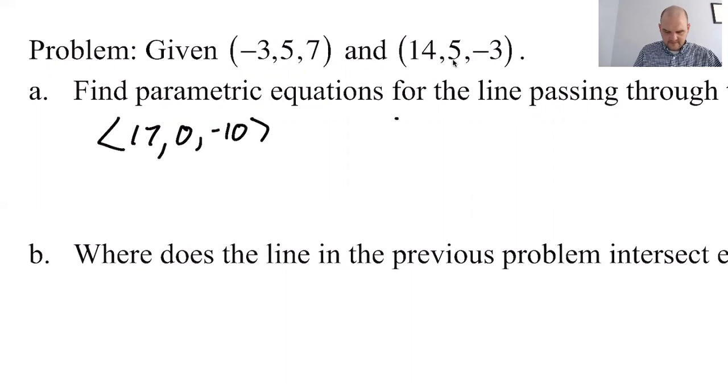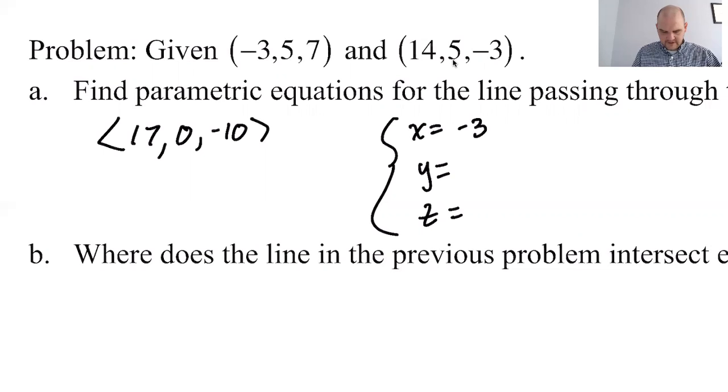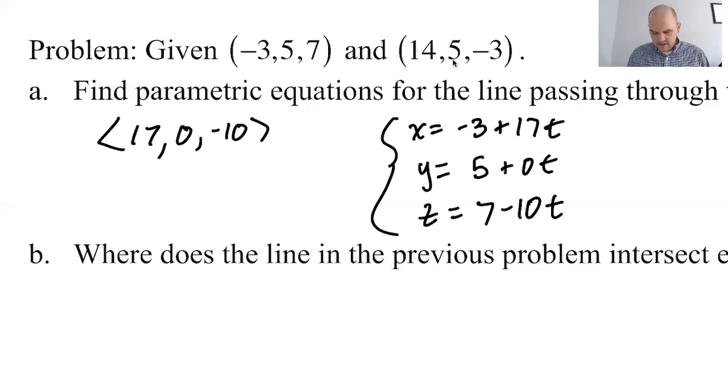That's my vector. So then my line is going to be x, y, z equals -3 plus 17t, and then 5 plus 0t. Suspicious. 5 plus 0t. Y doesn't change. Y is always 5. So what could that mean? And then 7 minus 10t. All right, so that's what we have.